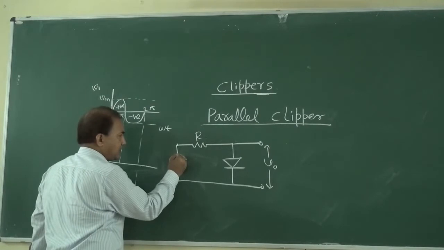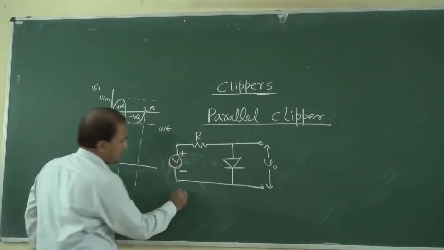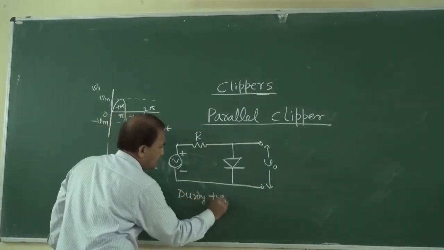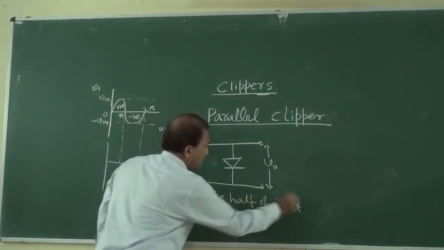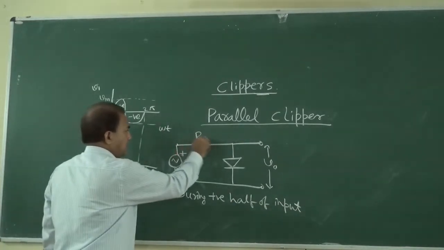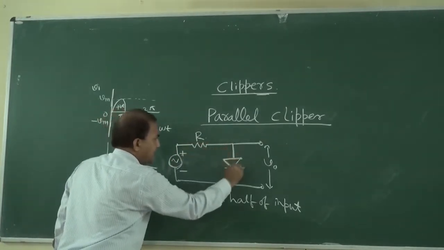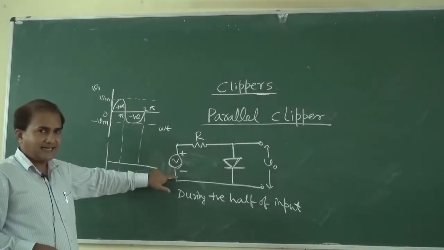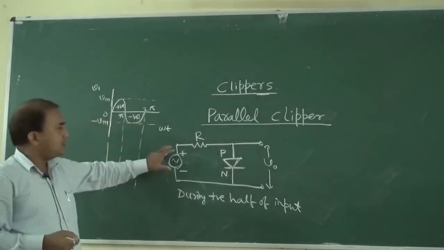The polarity of this across this will be plus and minus. During the positive half of the input, we can see this diode is in forward bias condition. This is positive and this is negative, and this is the P terminal and this is the N terminal.